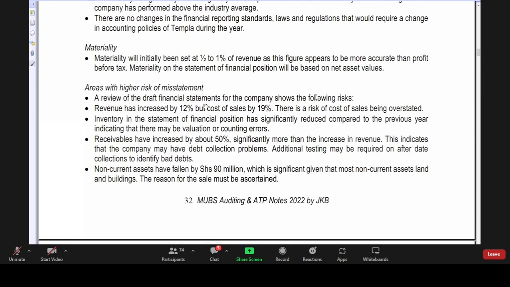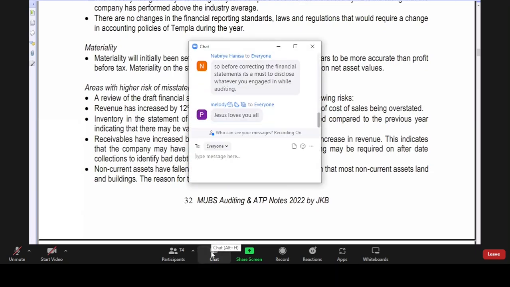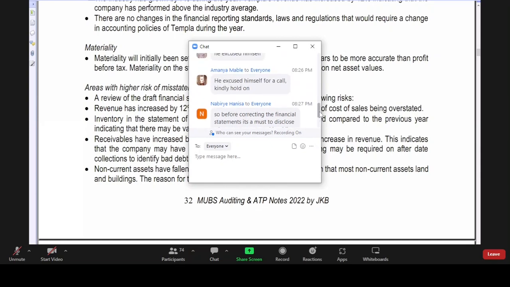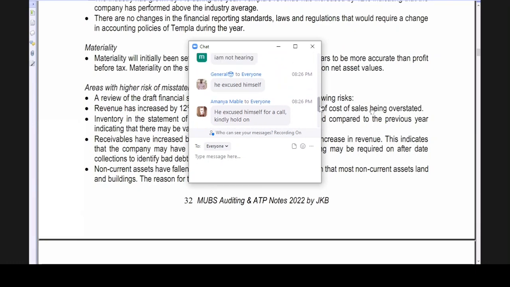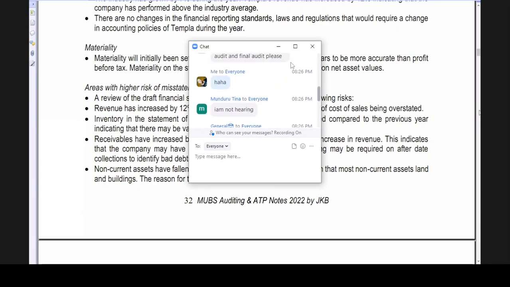When you look at the financial statements, you see revenue increased by 12%, but the cost of sales increased by 19%. So there's a risk that cost of sales have been overstated.